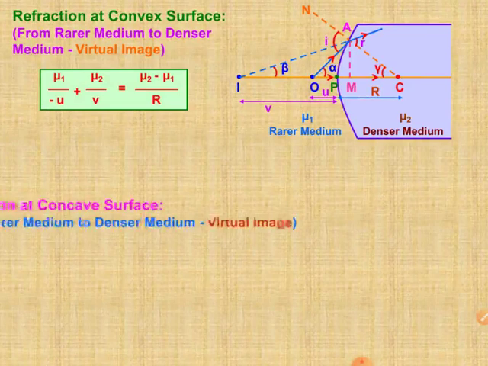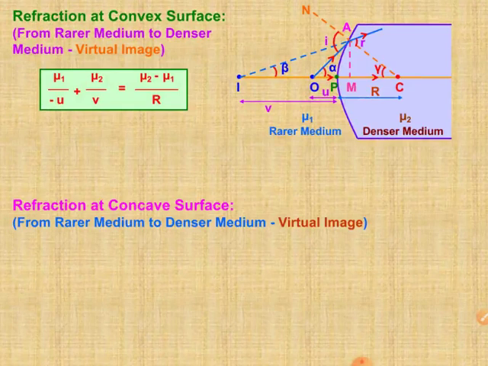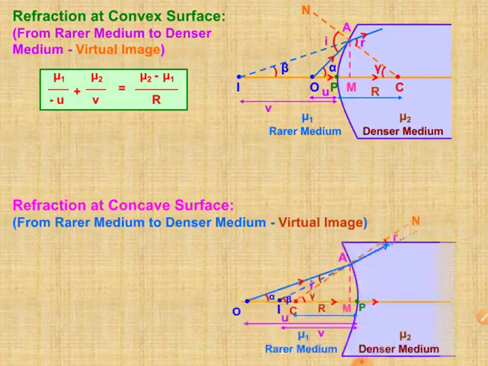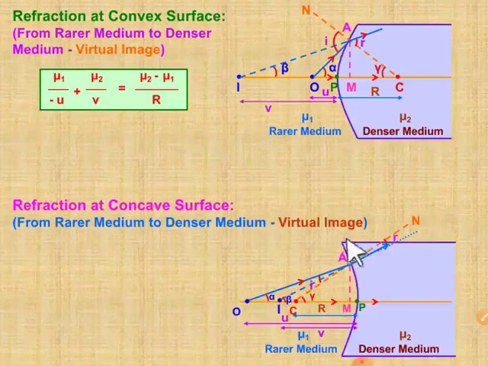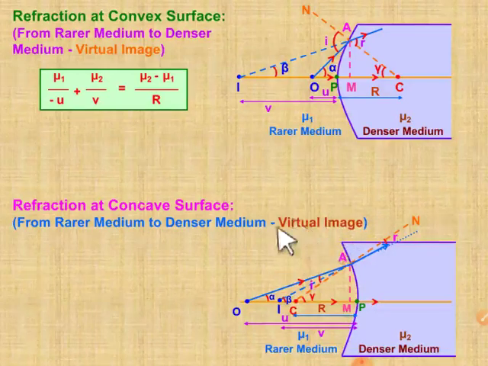Similarly, like this for other types of refraction: refraction at concave surface from rarer to denser medium. That means it will be in this shape. See here, it is concave toward the rarer medium, and it is always forming a virtual image. In this case, there will be no real image formation. It will always be virtual.